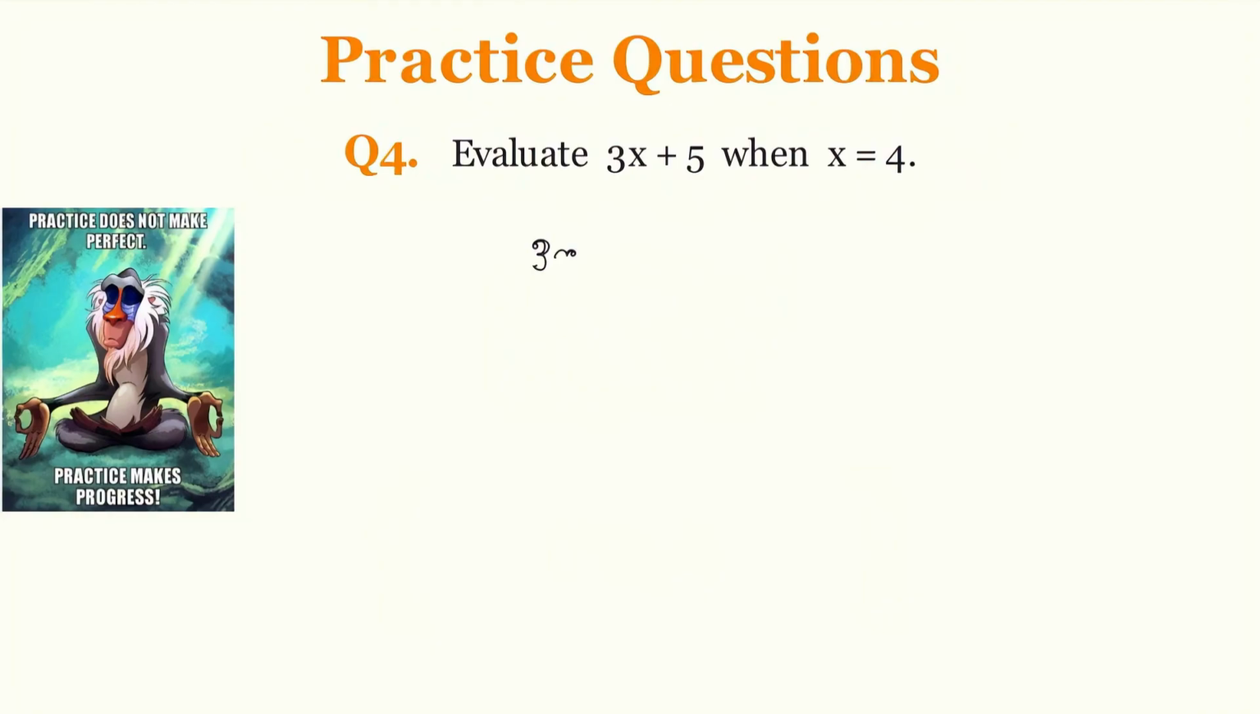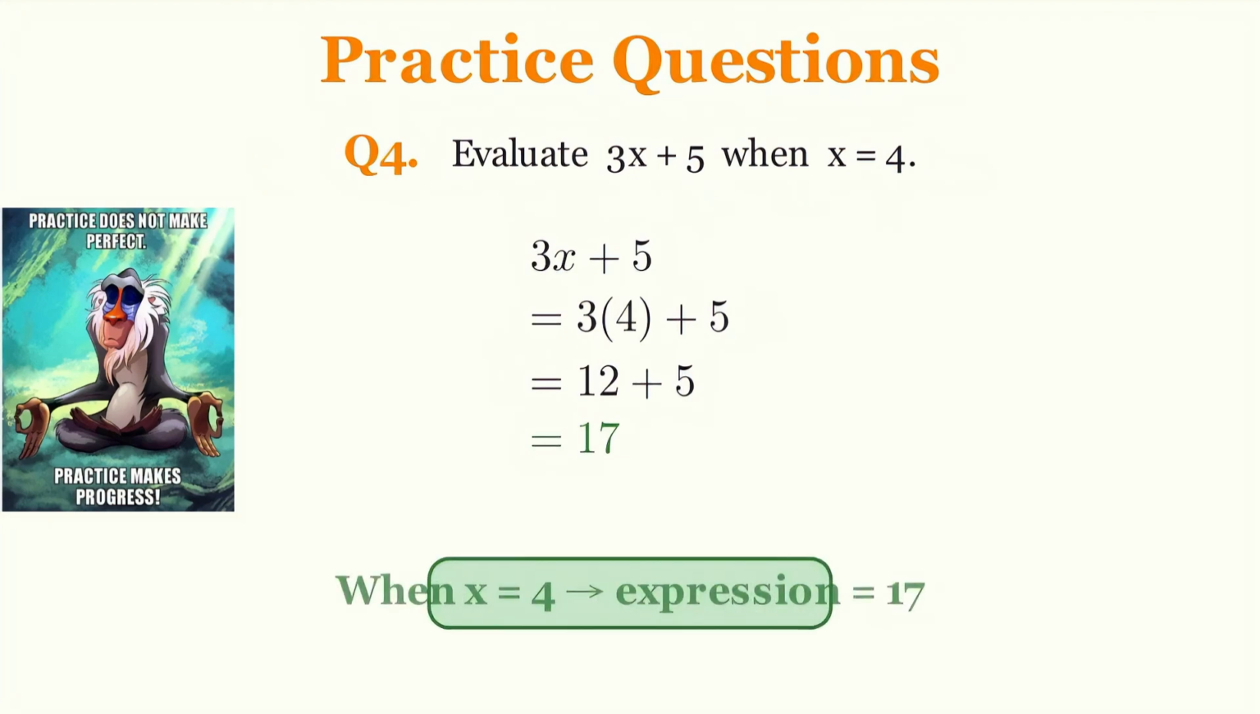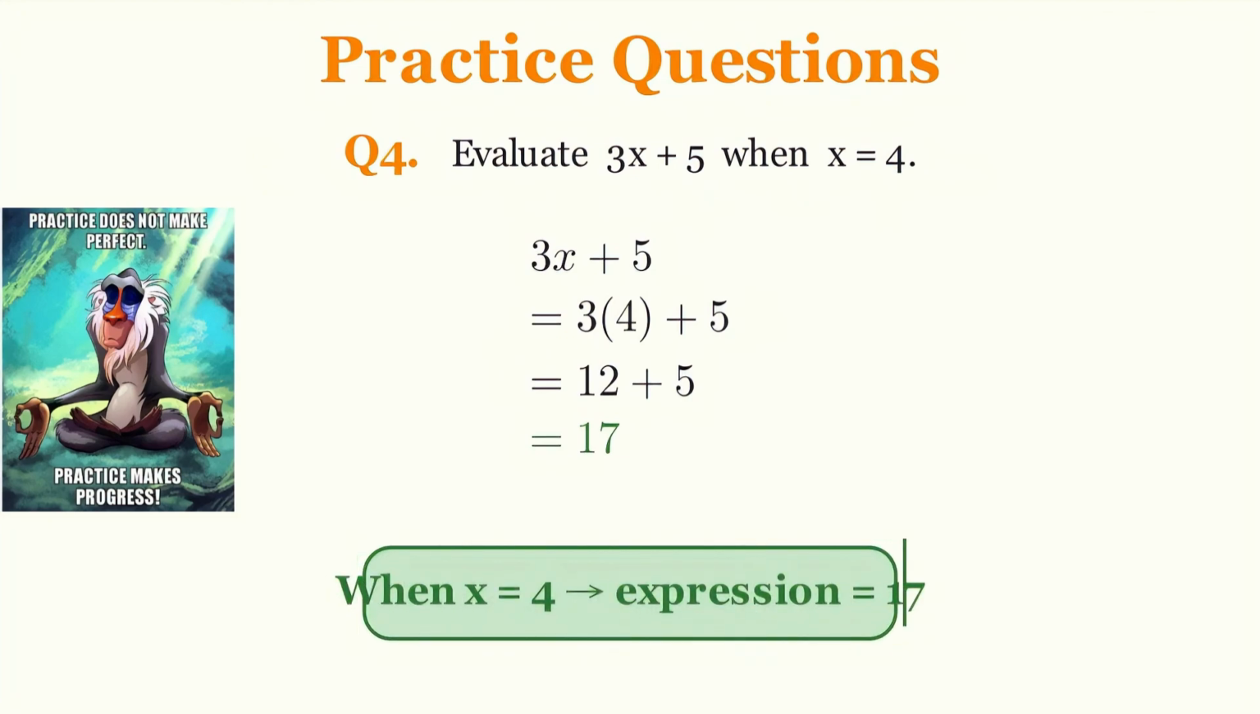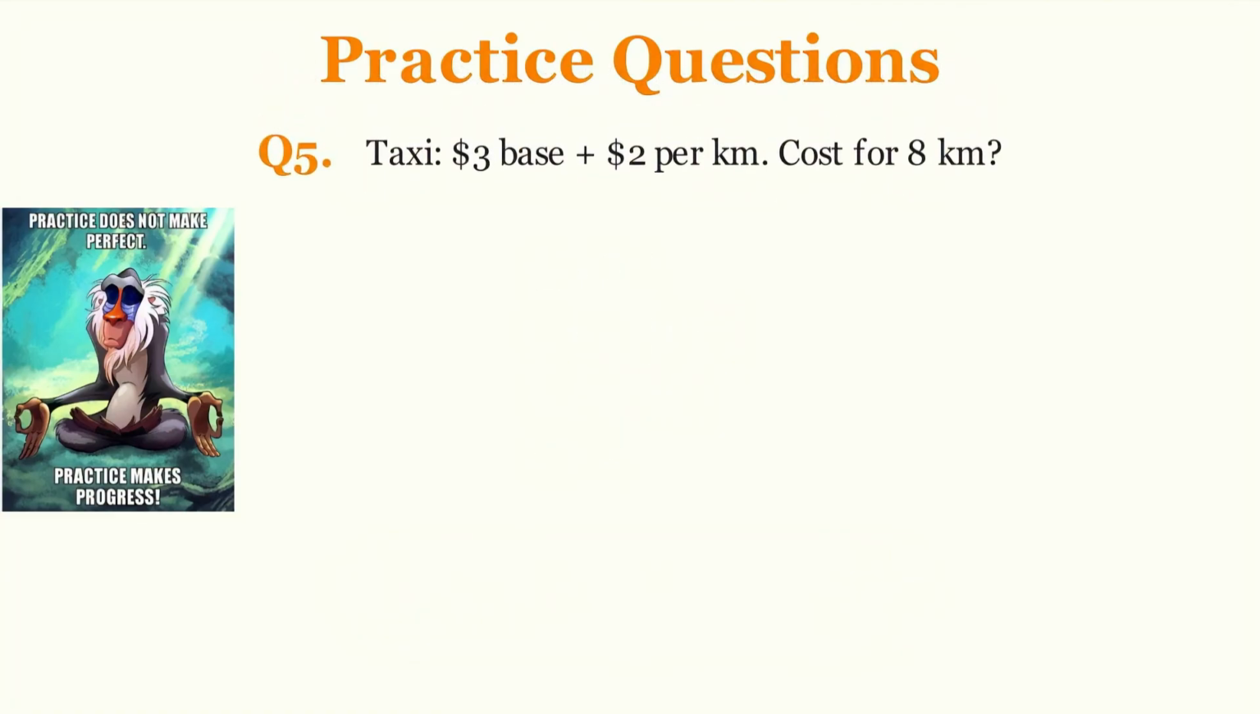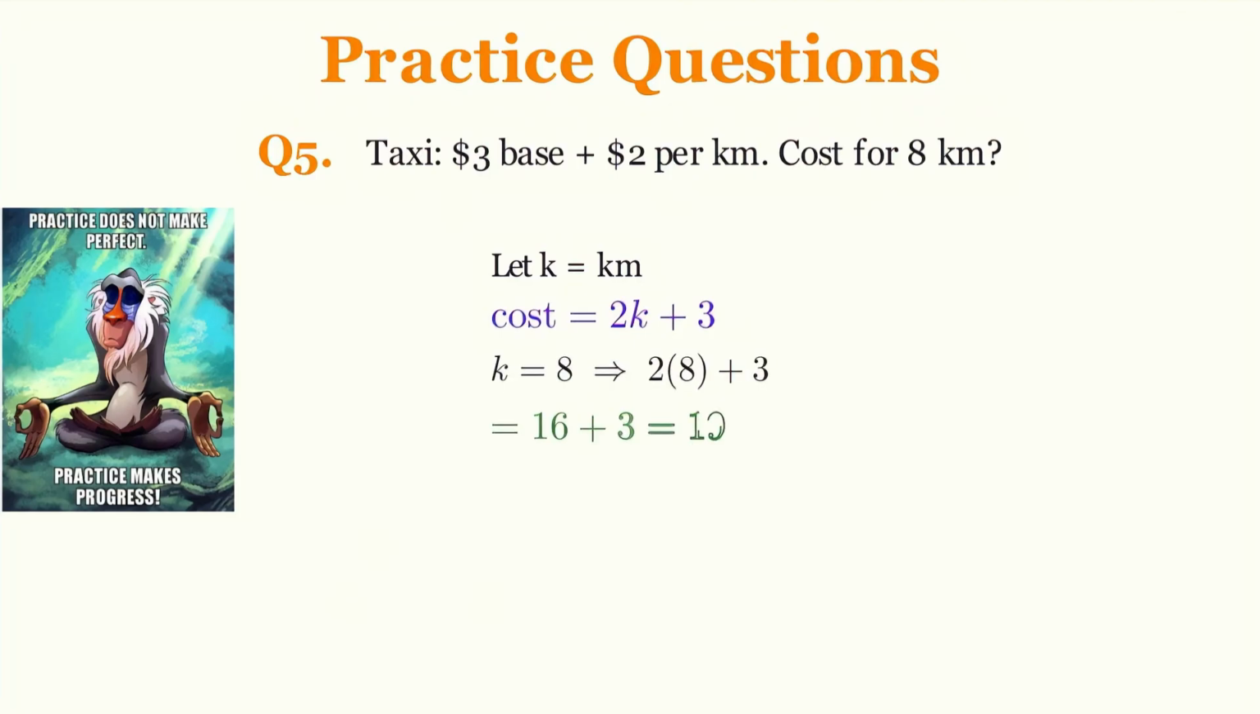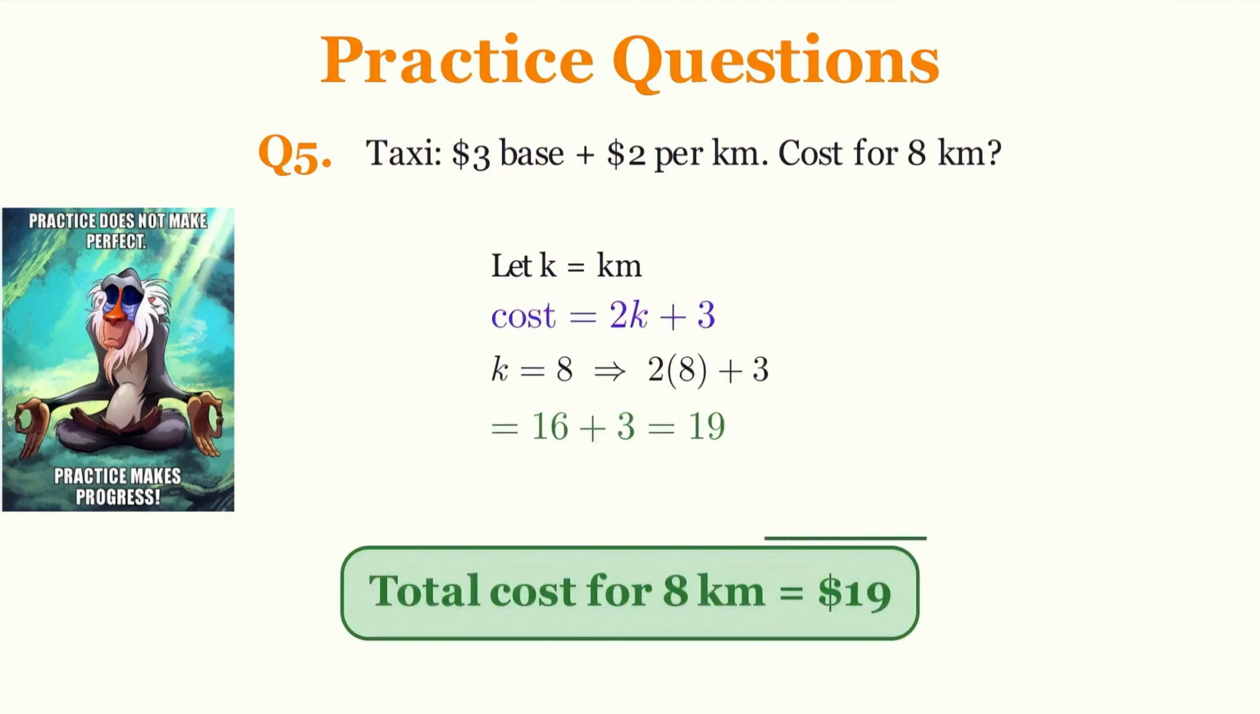Question 4. Evaluate 3x plus 5 when x is 4. Replace x with 4. 3 times 4 plus 5. That's 12 plus 5, 17. Last one. A taxi charges $3 base plus 2 per kilometer. The expression is 2k plus 3. For 8 kilometers, 2 times 8 plus 3, which is $19.